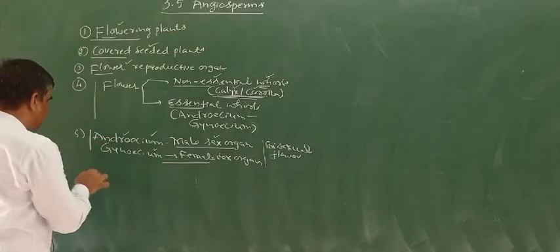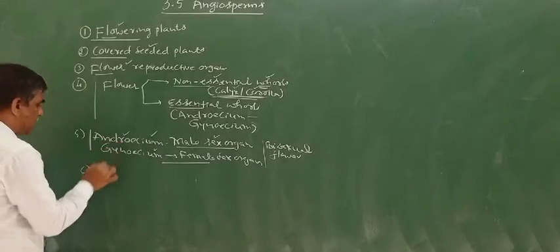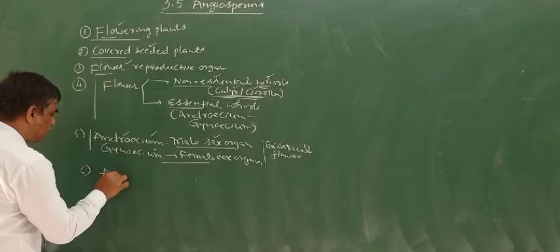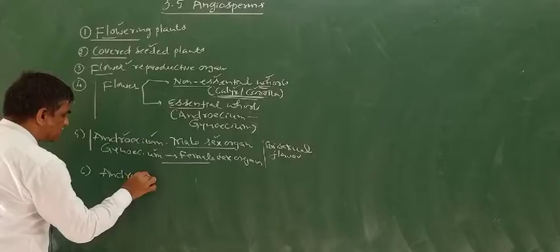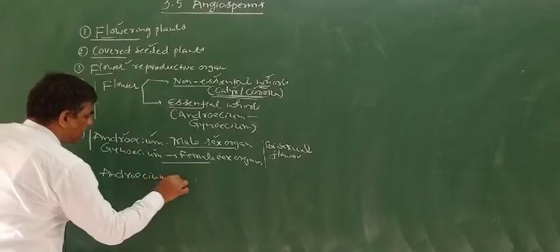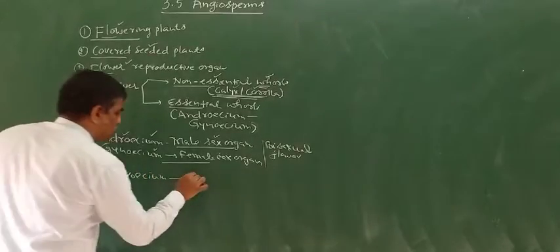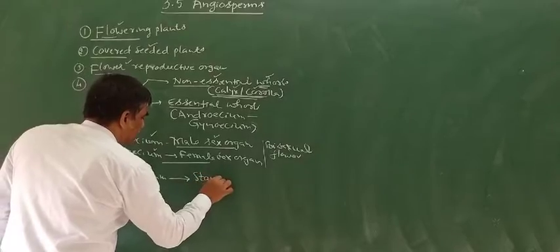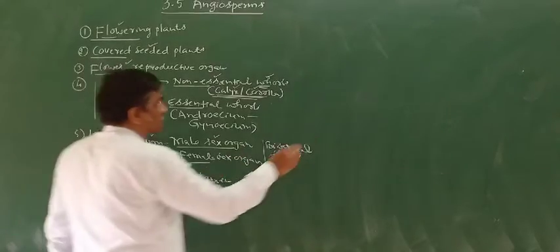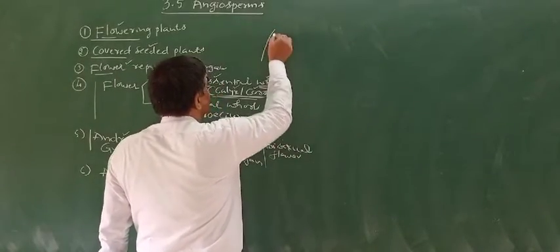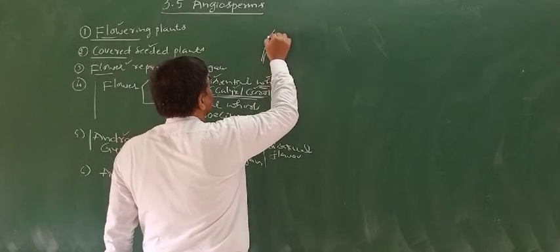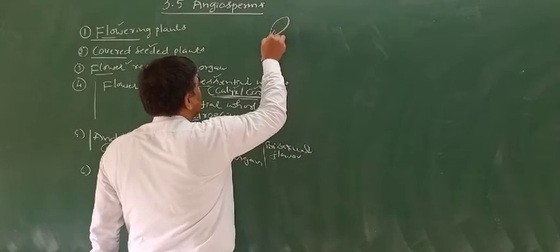And when we come to this androecium, this androecium is a whorl of sex organs, which is made up of its units known as stamens. Androecium is made up of stamens. So like this stamens are present.